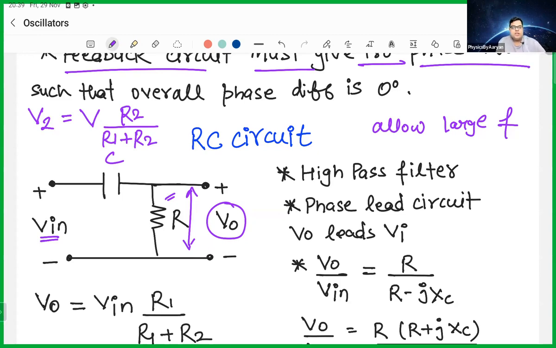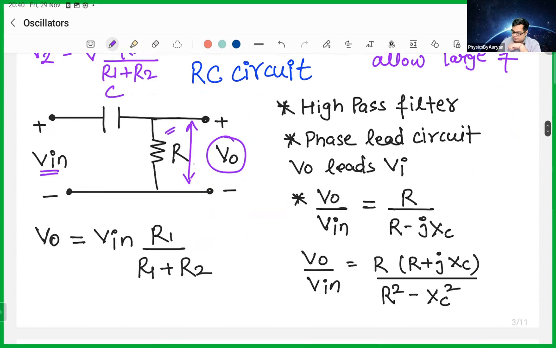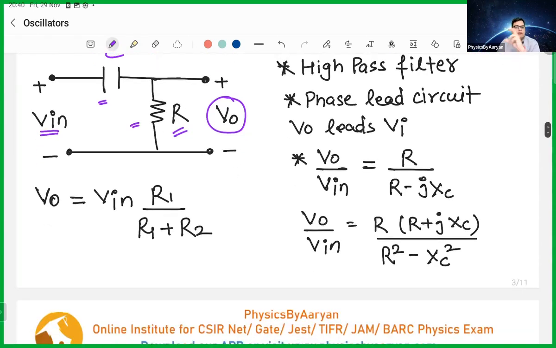So voltage division rule says कि if I want to find the voltage on the second person, then I have to write total voltage V, then the resistance of the second person divided by total resistance, which is R1 plus R2. I want to know the voltage on resistor. There are two people here, one is a capacitor and one is a resistor. So first of all, I will write the total voltage. So my total voltage is V input.